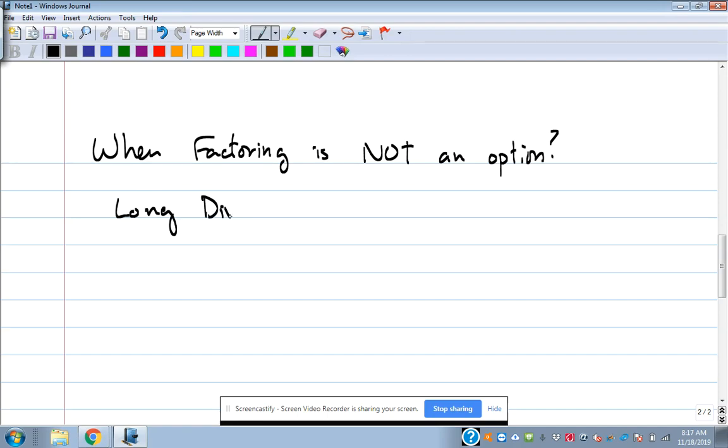Look at that. In long division, we're going to take this example 4x squared plus 3x minus 43 divided by x plus 8.